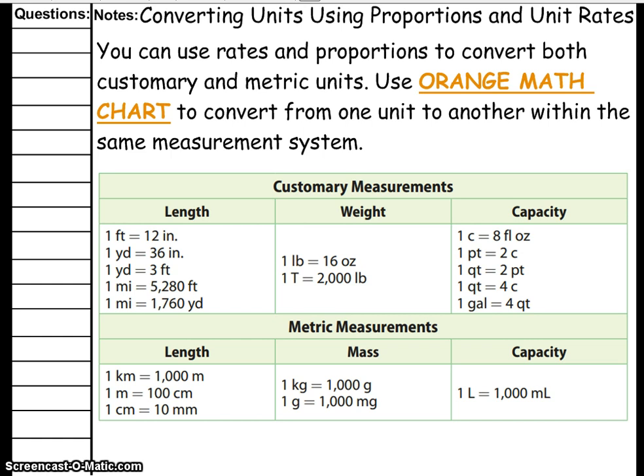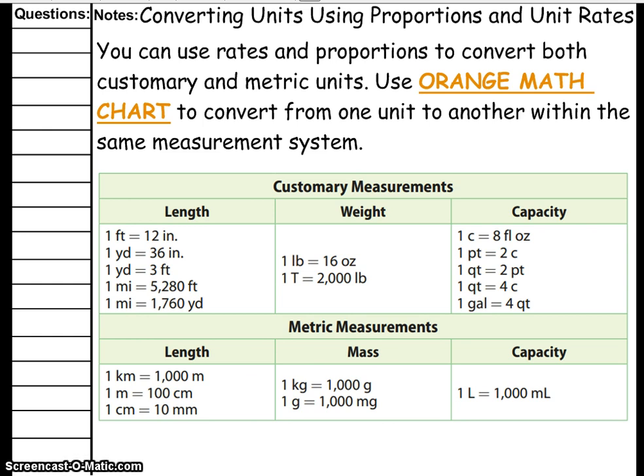Converting units using proportions and unit rates. You can use rates and proportions to convert both customary units, which are our normal feet, miles, yards, inches, and our metric units, which are our millimeters, our grams, our kilometers, our centimeters, our liters.